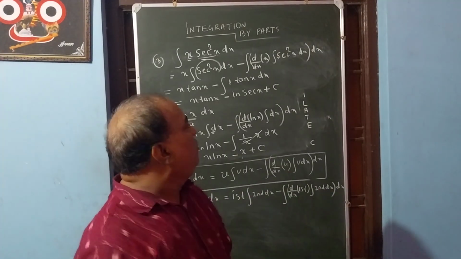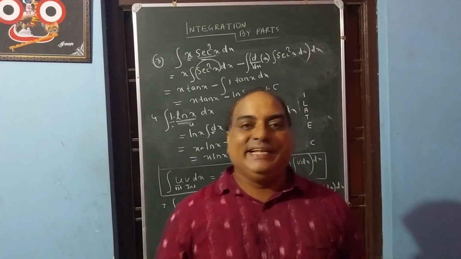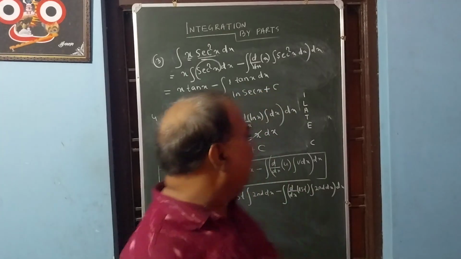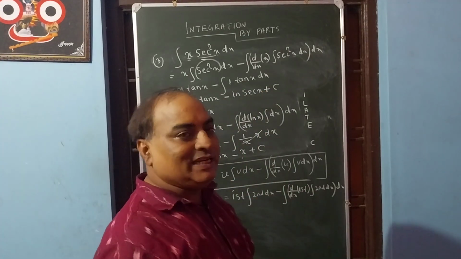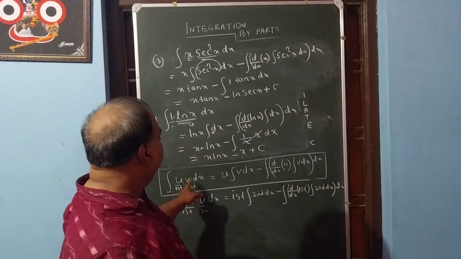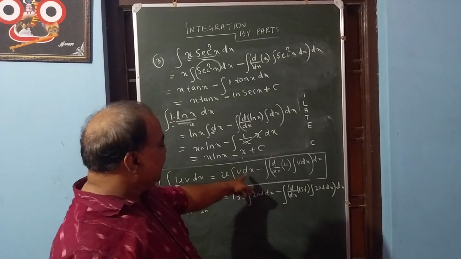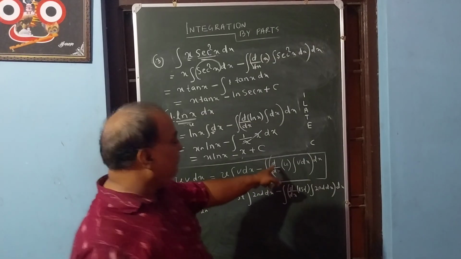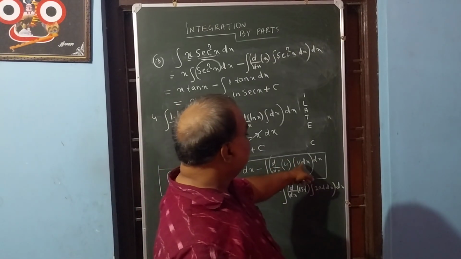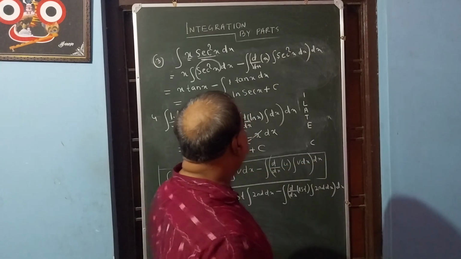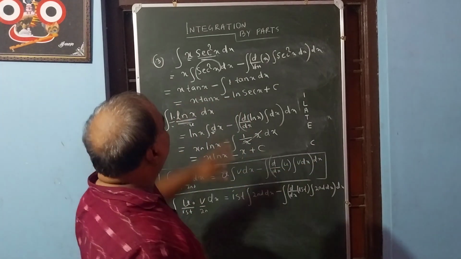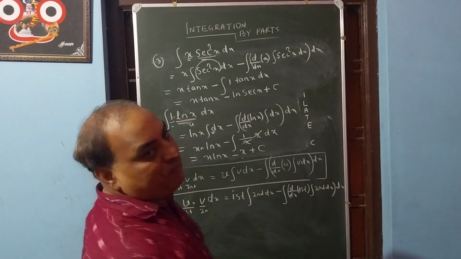Okay? So these are the problems using this formula. Today I am discussing integration by parts. The first formula we already discussed: integration of u into v dx equals u integration of v minus integration of derivative of u integration of v dx, whole into dx. By using this formula, you have to work out this type of problems.